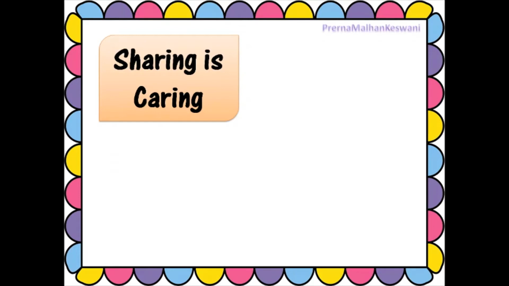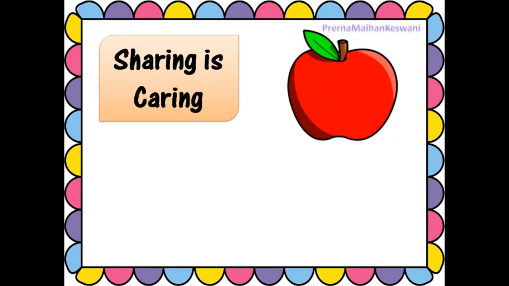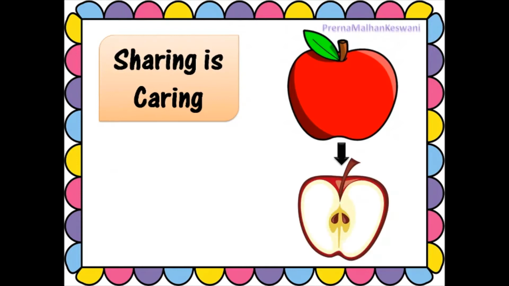Now imagine your granny gives you a sweet, juicy red apple. But your brother also comes and insists to have the apple too. So what will you do? Like a good person, you will share the apple. You will chop the apple into 2 equal parts. Yes, 2 halves. 1 half for yourself and 1 half for your brother.